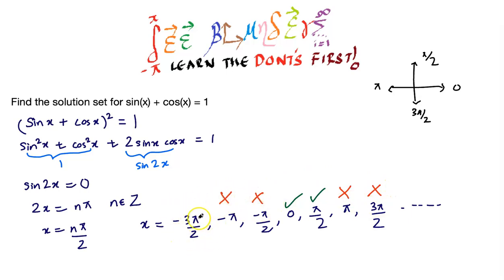So I'm expecting this one to be correct, but let's just check. So sine of minus 3 pi by 2 plus cos of minus 3 pi by 2. Cos of minus 3 pi by 2 is 0. Sine of minus 3 pi by 2 is 1. So this is correct.